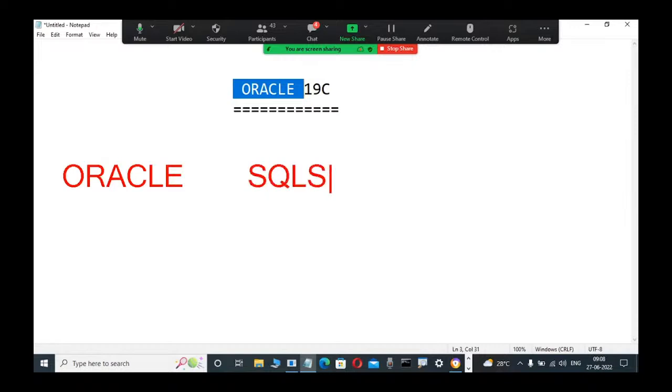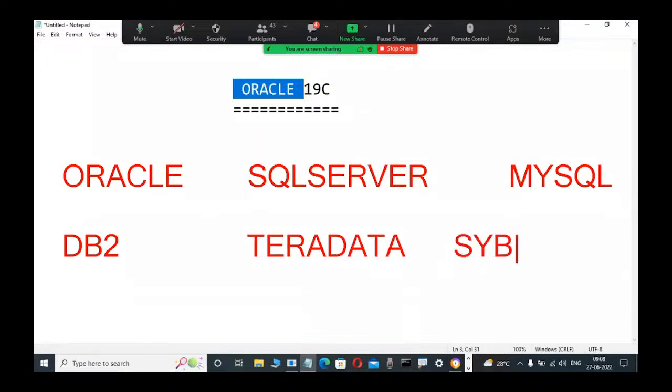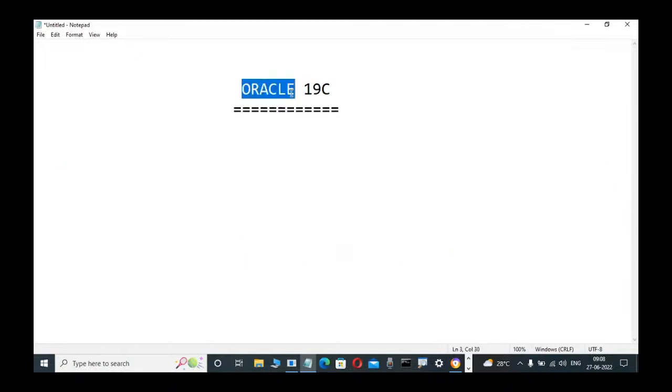SQL Server is a database product from Microsoft. MySQL is a database product from open source. DB2 is a database product from IBM. Teradata is a database product from NCR Corporation. Sybase is a database product from Ingres company. Like this, there are different company products, but one of the popular products is Oracle, a database product from Oracle Corporation.